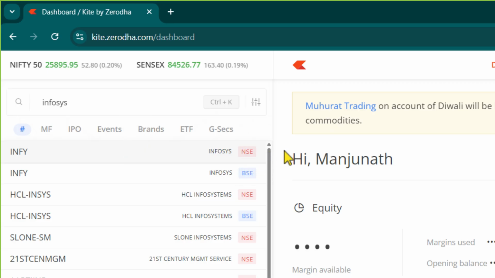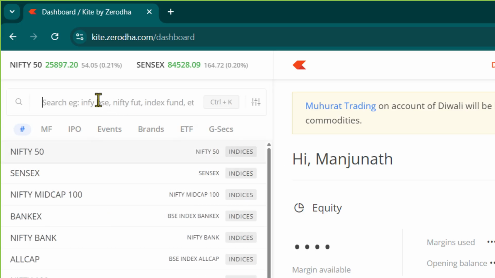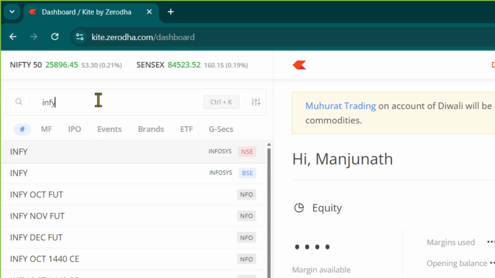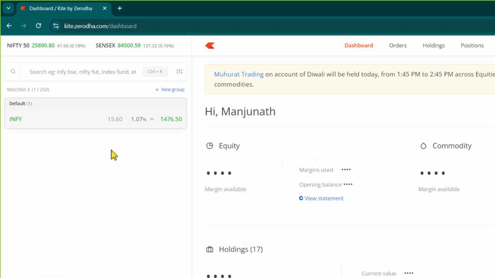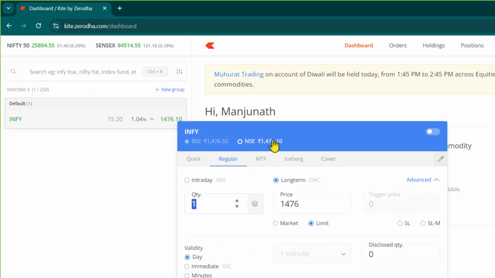Now I will select Infosys and then click on the plus button to add this to the watch list. Now Infosys is in my watch list. If I want to buy the shares of Infosys, I will have to click on the B button. If I want to sell the shares, then I will have to click on the S or sell button. So I will now click on B.